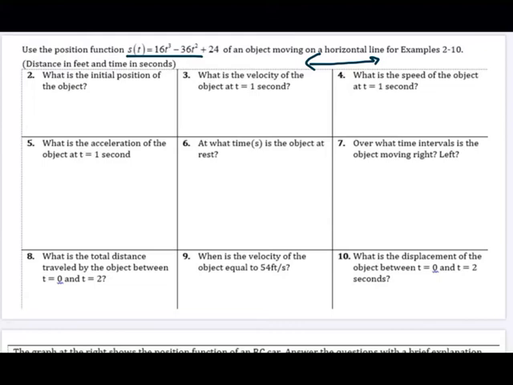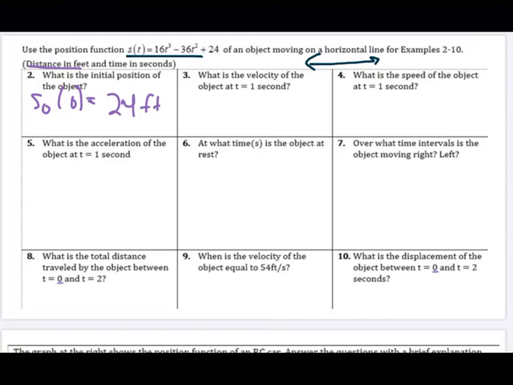So question 2 says, what is the initial position of the object? Meaning, where is the object when the time is 0? Well, when the time is 0, that position is 24, and it says our distance is in feet. Don't forget your units.